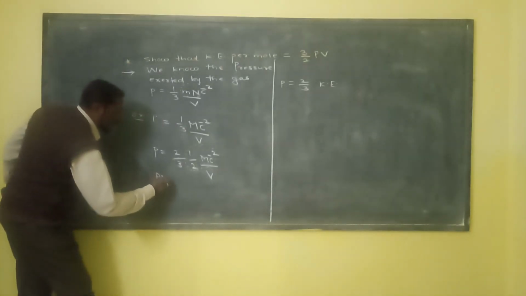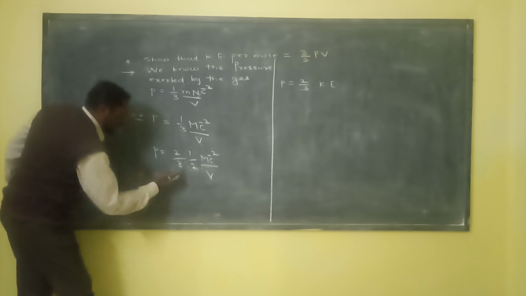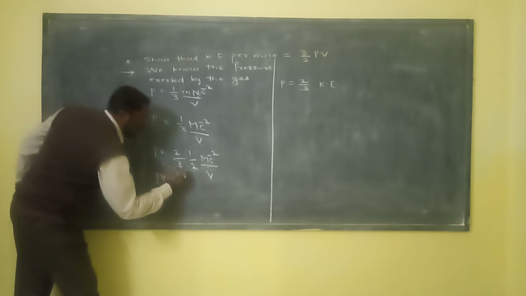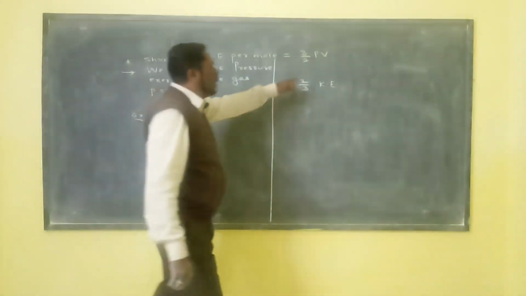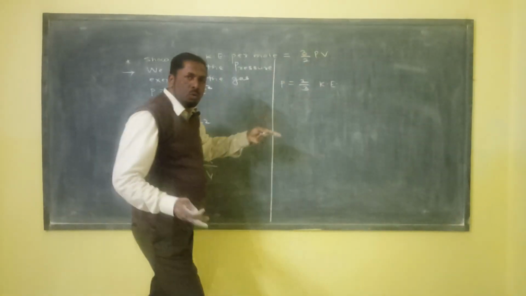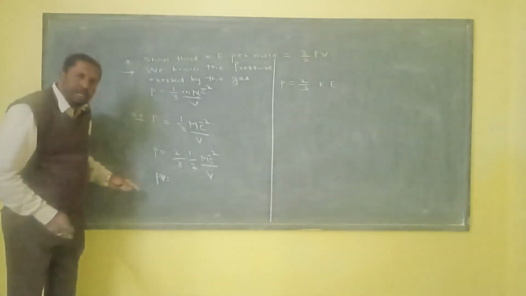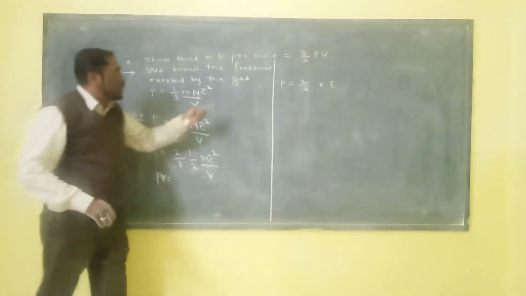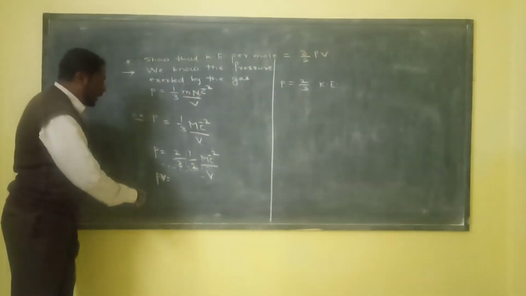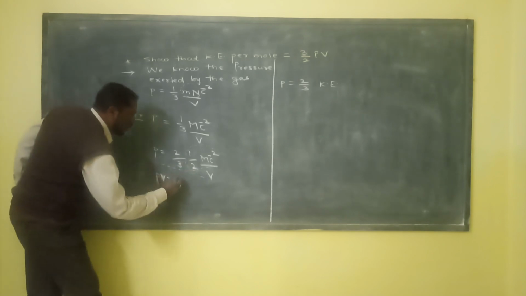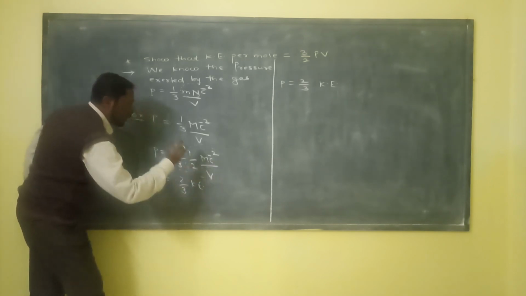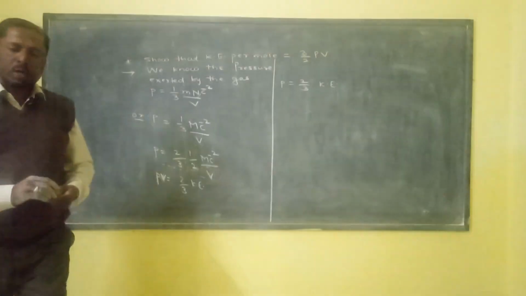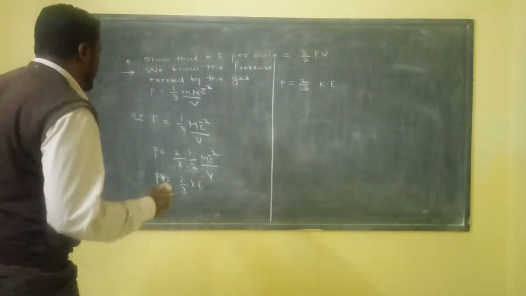P is equal to... just multiply the V, it becomes PV is equal to... we are multiplying here PV. Why are we multiplying PV? See the question. In the question, PV is there. Multiply the factor P and V, we get PV. Again, what is in the question? Kinetic energy is there. So we can write PV is equal to 2/3. What remains here? Kinetic energy, that is 1/2 mc square.